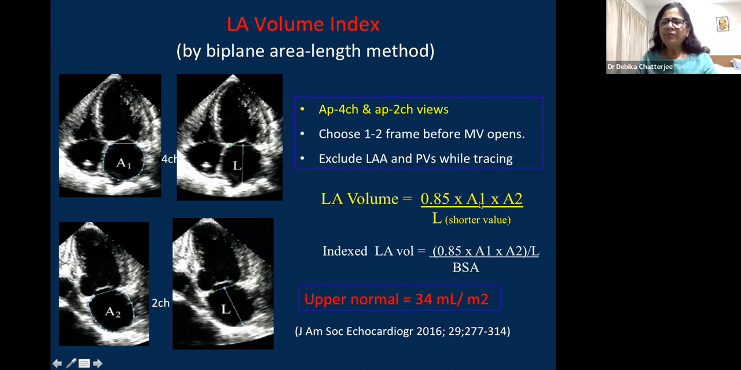So after putting these values of A1, A2 and the shorter length, you get an LA volume figure, and then you divide that value by the body surface area of the patient, which is obtained from the height and weight. And the upper normal value is 34 ml per square meter body surface area. Any value above 34 is considered a dilated LA or enlarged LA volume.